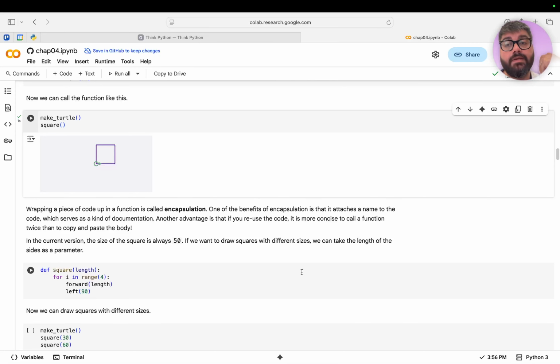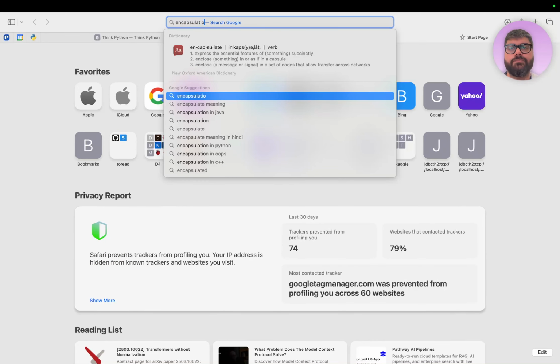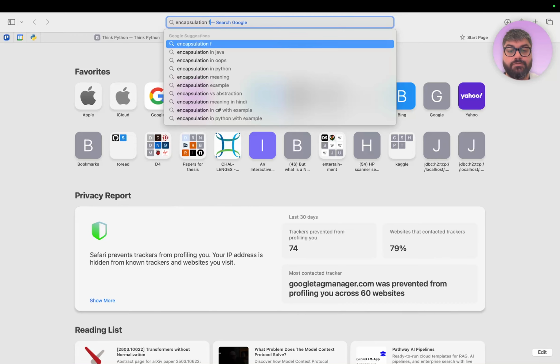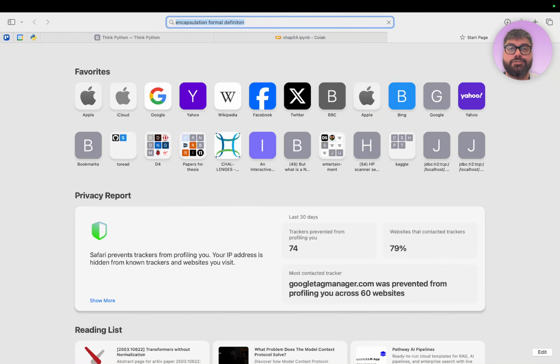There you go. This is just further talking about functions and their usefulness, and encapsulation and inheritance is essentially very important to modern object-oriented programming, right? I want to look up the formal definition of encapsulation.